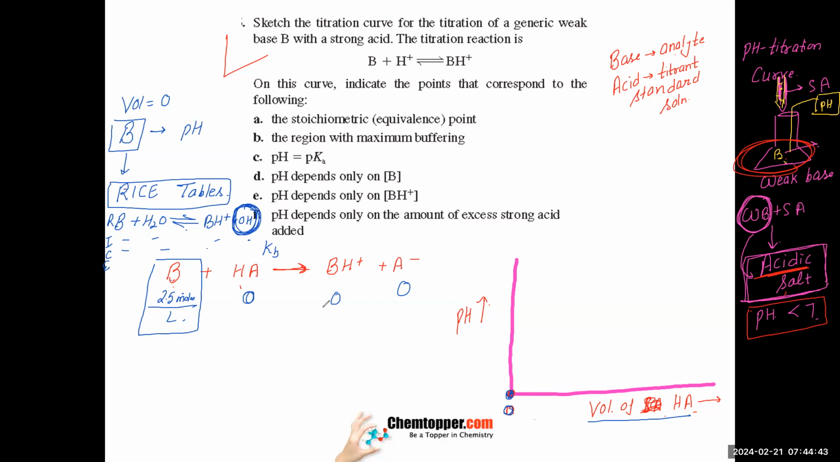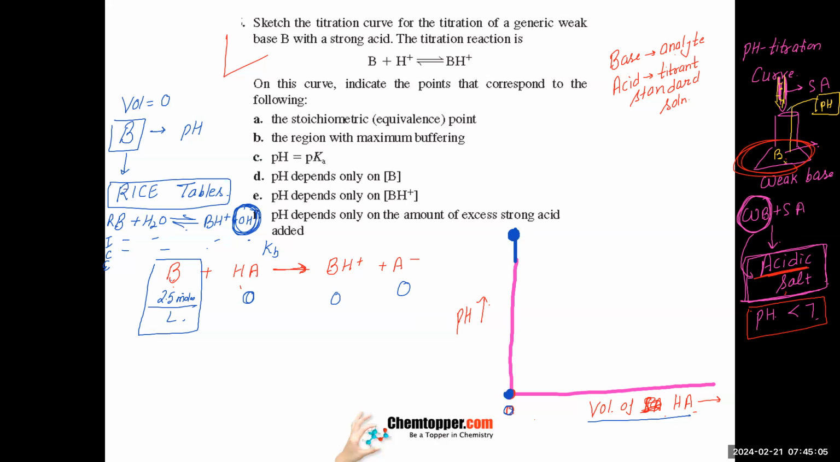Okay, so what should be the pH? More than 7 or less than 7? At this point, children, what is the pH? More than 7. Let's say somewhere here, right? Somewhere here.